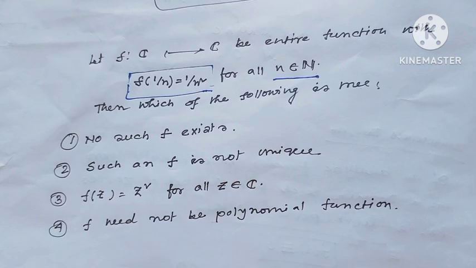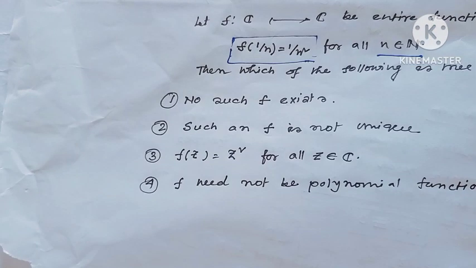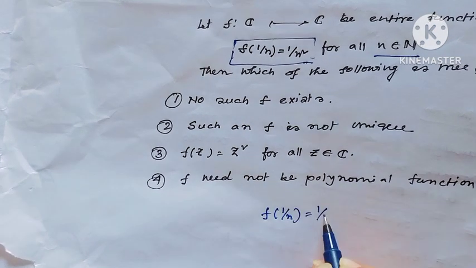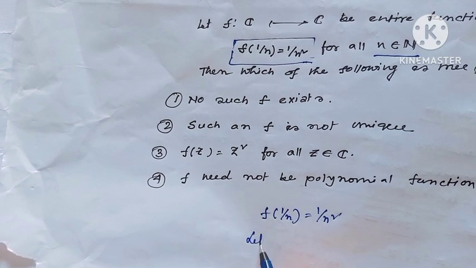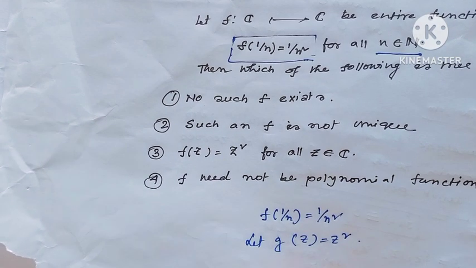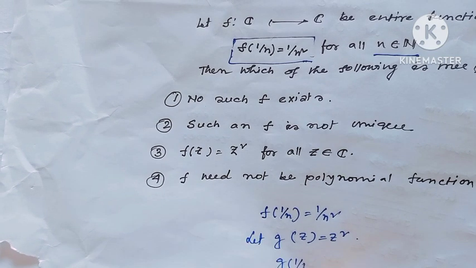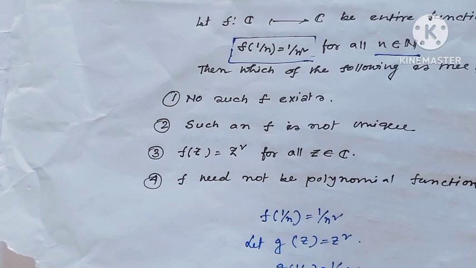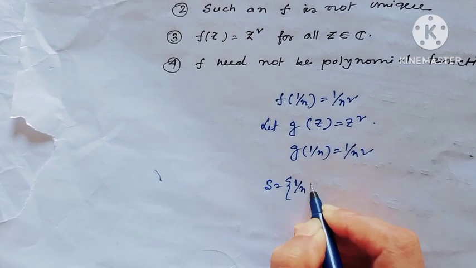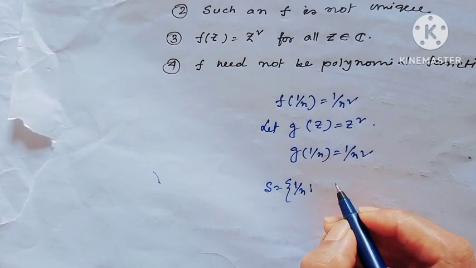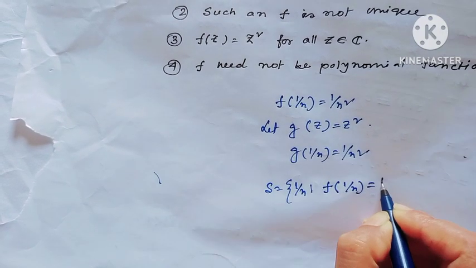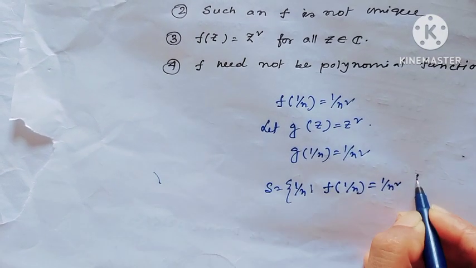For this, I will apply the second identity theorem. Here given f(1/n) = 1/n², and consider g(z) = z². Obviously g(1/n) = 1/n². Now consider the set S equal to {1/n} such that f(1/n) = 1/n².